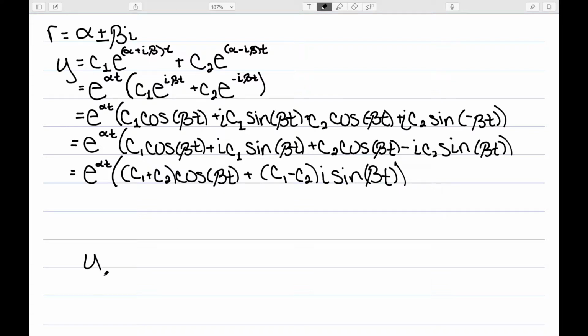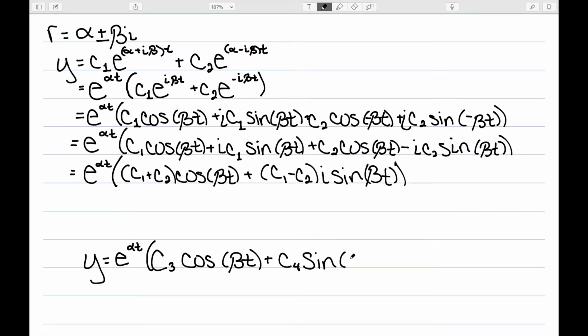And just like when we talked about systems, you can plug this in to the original differential equation and show that the i here is unnecessary. So I'm going to rewrite this as e to the alpha t times c3 cosine beta t, since c1 plus c2 is still a constant, plus c4, because once again, c1 minus c2 is another constant, sine beta t. And this is the form for our differential equation whenever we have complex solutions.